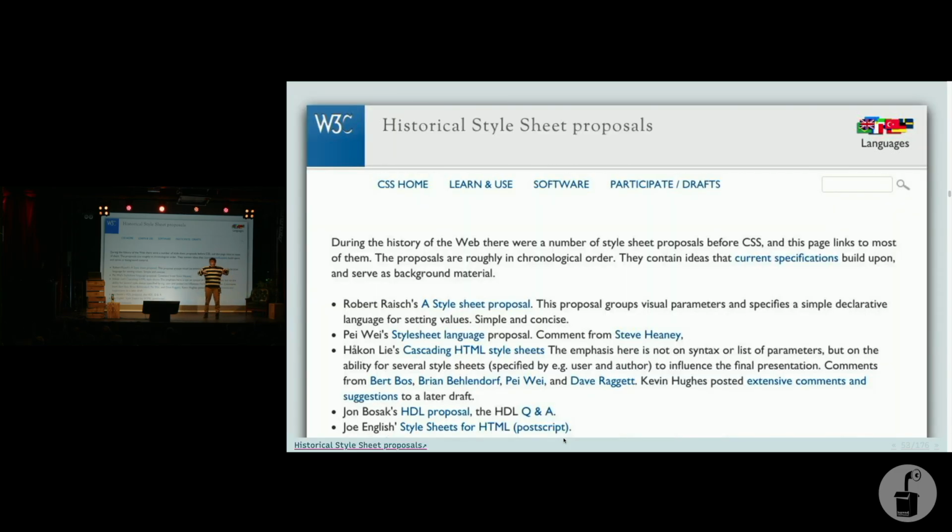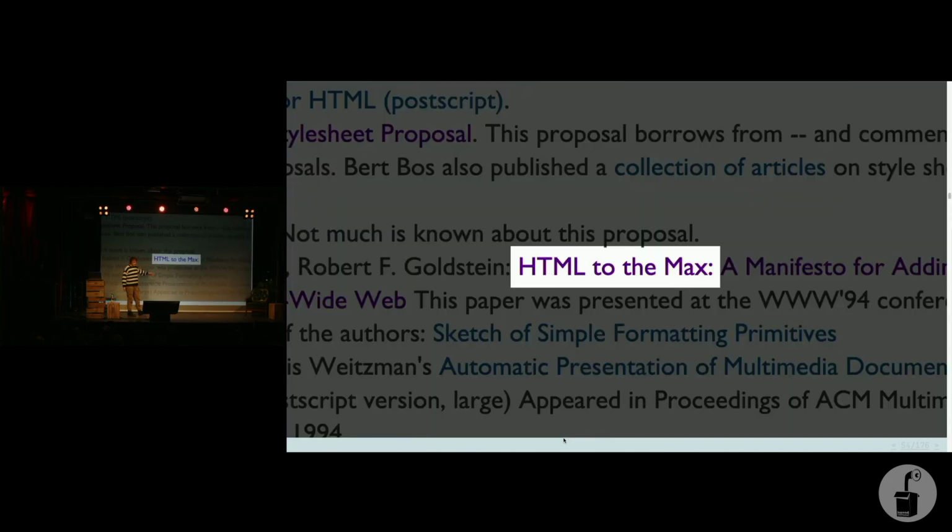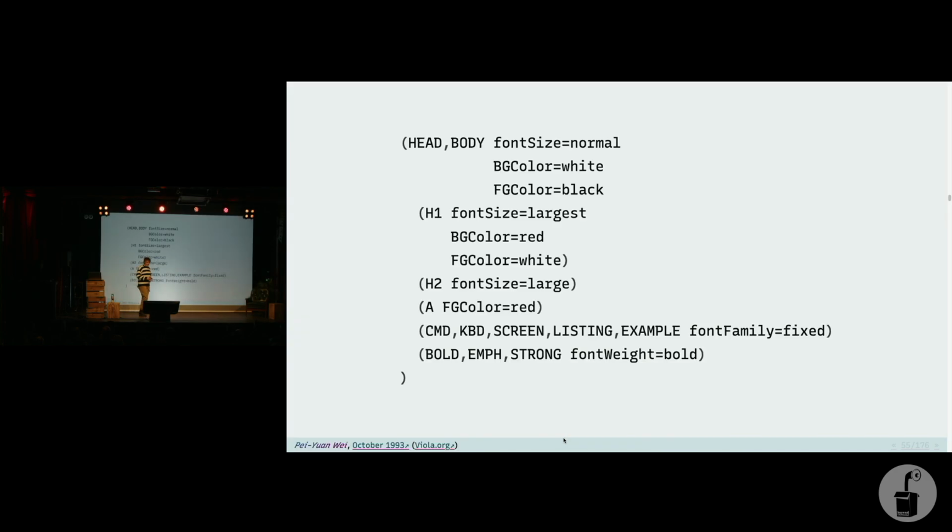So there's sort of this rush of proposals, and they're all documented. You can go to the, I don't remember exactly the URL, it's in my slides, but you can go to this historical style sheet proposals and read all of them, taking HTML to the max with designs. And the first browser to support style sheets was Pei-Yuan Wei's Viola browser.